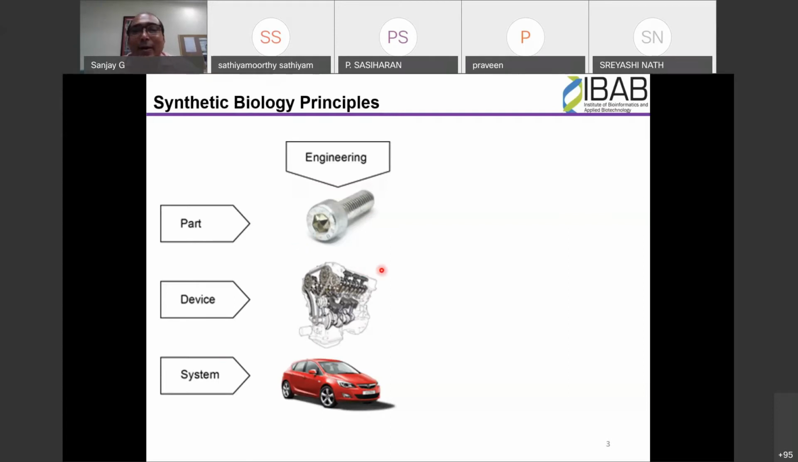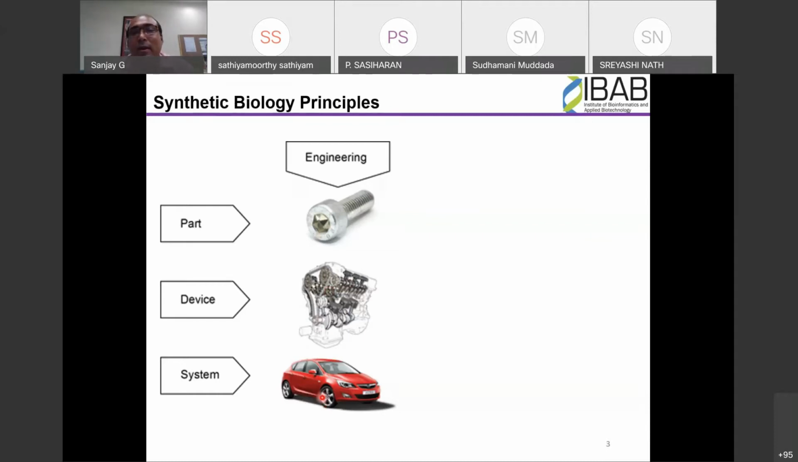Okay. Sorry. So, what are the basic principles of synthetic biology? Just like we make an automobile, these are engineering principles, right? We have parts, nuts and bolts, and then these nuts and bolts and different engineering parts are assembled into a device, let's say the engine and all other components, and this entire device is then put into a chassis, right? We put an aluminium cover on it and it becomes an automobile, in this case a car.